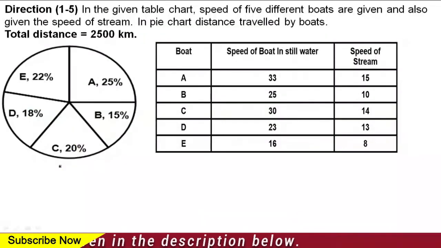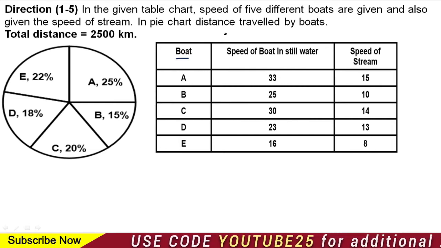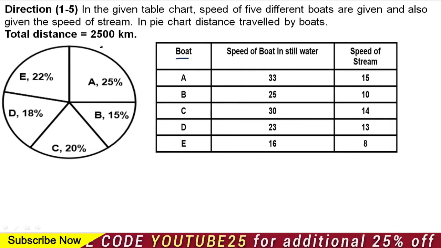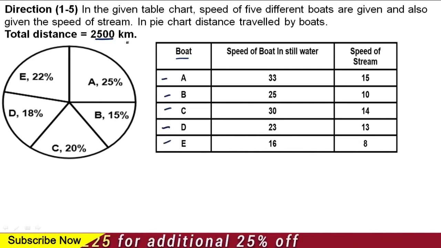This is the very first set, and the reason I've chosen this set is that it is a very good set based on boats and streams. Let's first have a look at the graphs and then we'll see how we can connect both the graphs. In the given table chart, the speeds of 5 different boats are given and also the speed of the stream. In the pie chart, the distance traveled by boats is given. So the total distance traveled by 5 boats from A to E is given in the pie chart.